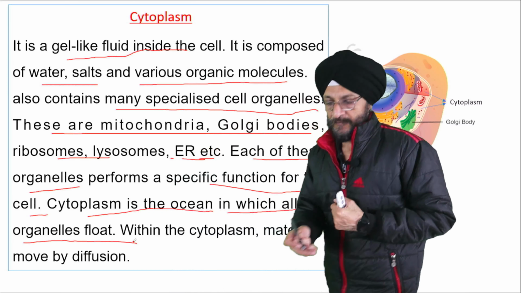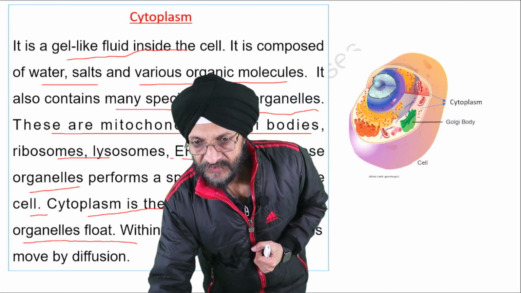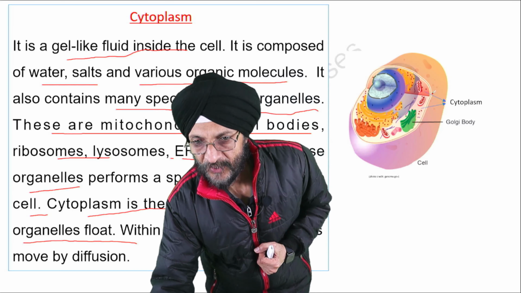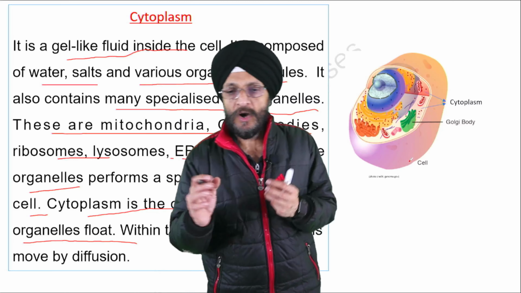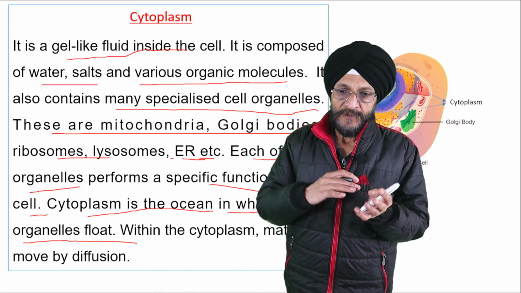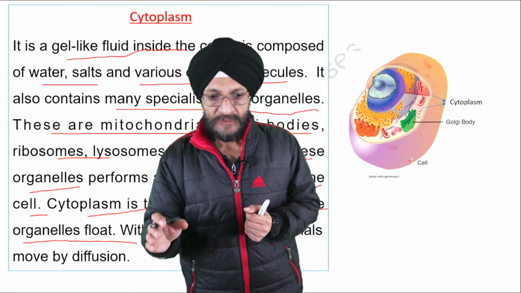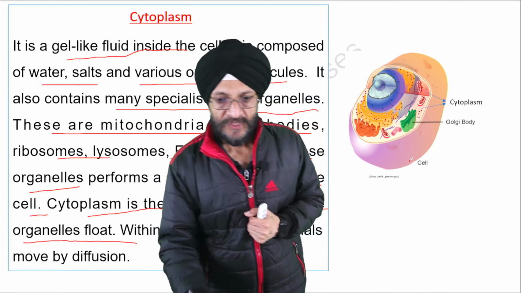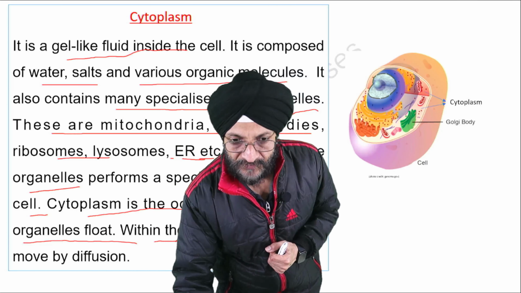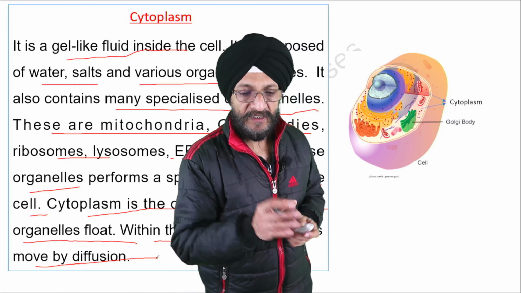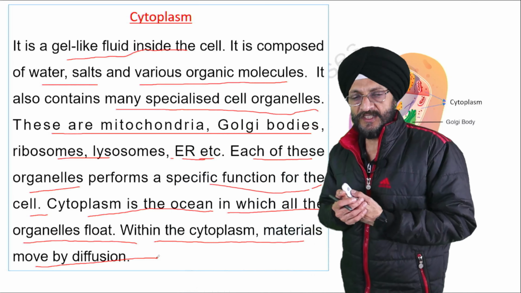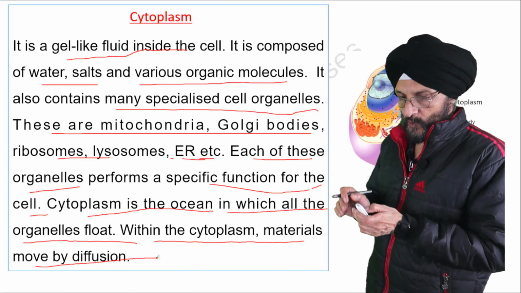You have seen that all these are organelles, whether it is the nucleus, mitochondria, Golgi body, endoplasmic reticulum, or ribosomes. All these are floating in the cytoplasm. Within the cytoplasm, materials move by diffusion. We have already learned about the process of diffusion in part 1 of this course.